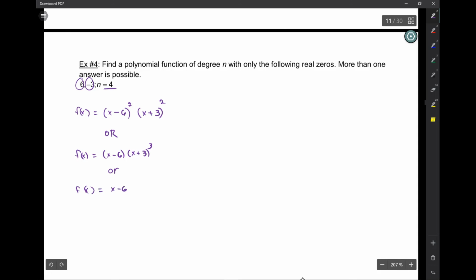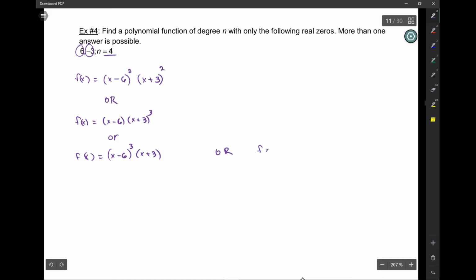x minus 6, what option did I not do? 3, right? Could you not put the square in the middle? Or did you not do x squared outside of it? Yeah, because then there would be another 0, and then you would have x equals 0 as well.